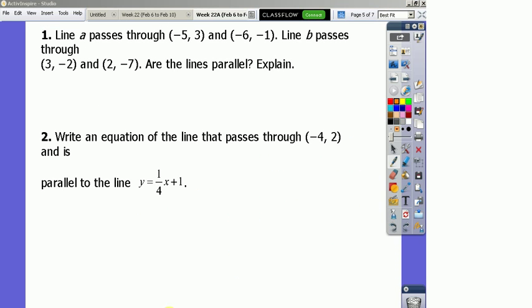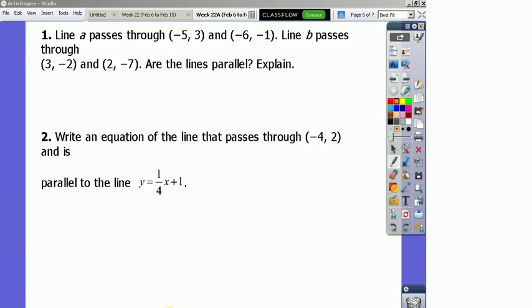Number 1 says line A passes through negative 5, 3, and negative 6, negative 1. Line B passes through 3, negative 2, and 2, negative 7. Are the lines parallel? Explain. A lot of you are trying to do the y equals mx plus b thing. Only do that when it's asking you to write an equation, like number 2. Number 1 is just asking you to find the slope.